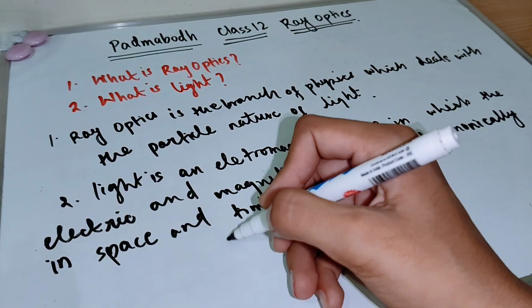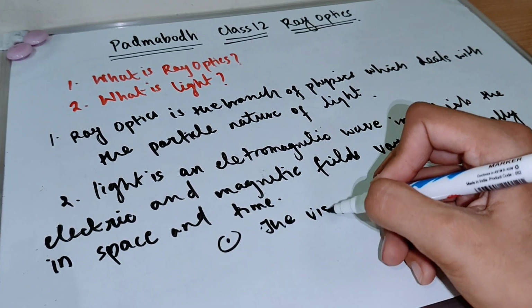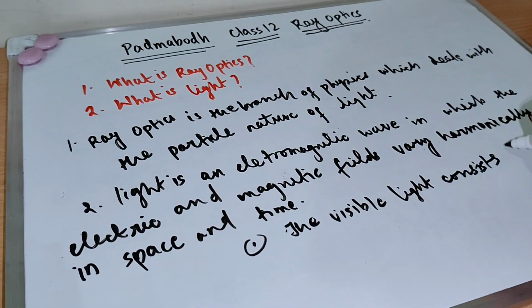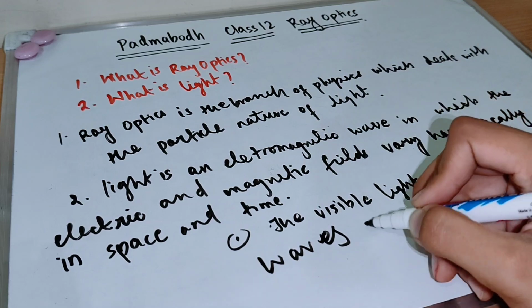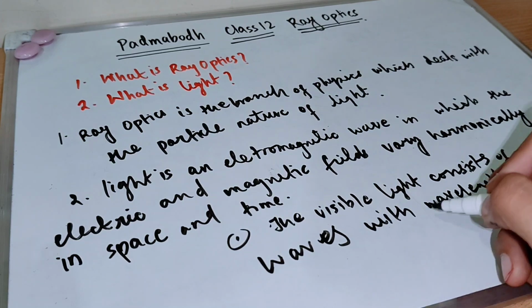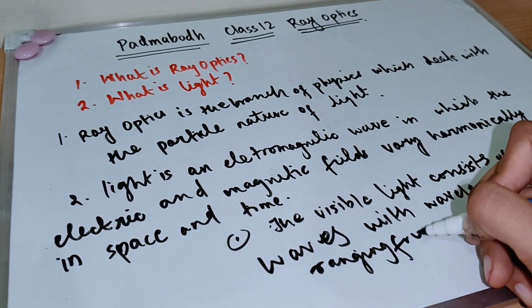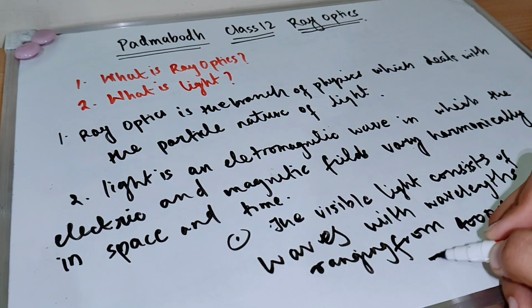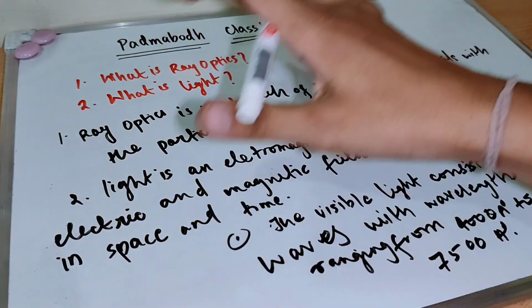One important point to know is that the visible light consists of waves with wavelength ranging from 4,000 angstrom to 7,500 angstrom. So this is what we have covered in this slide.